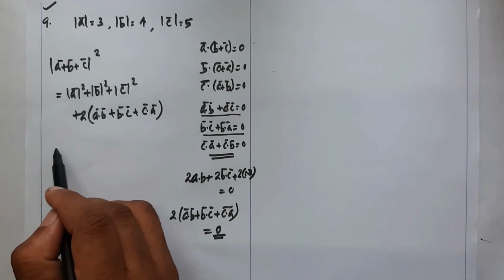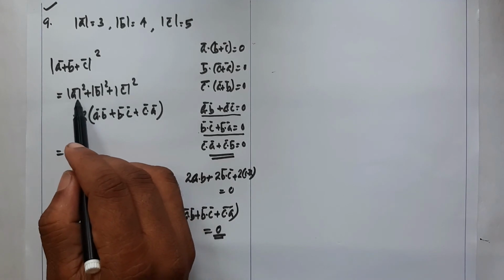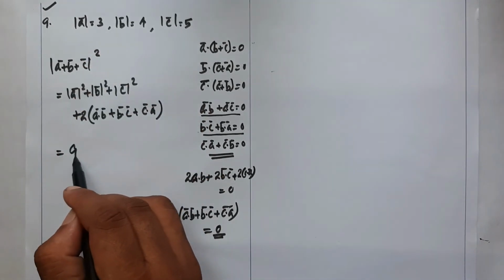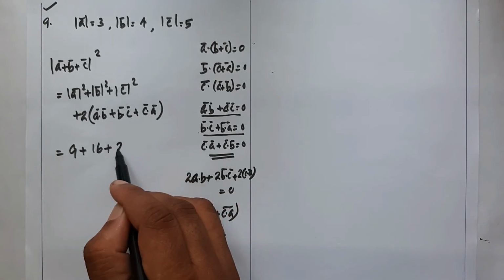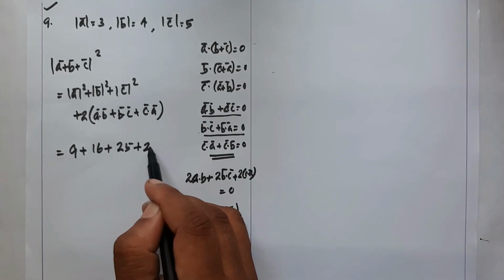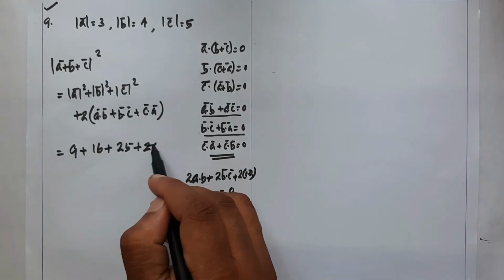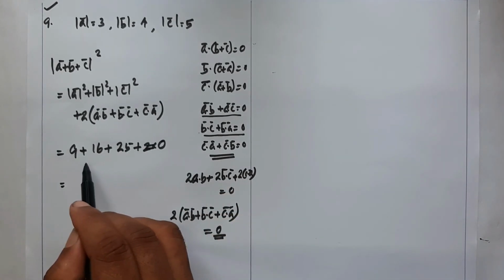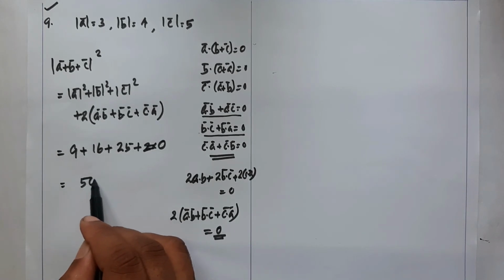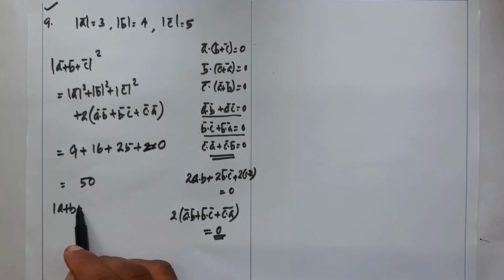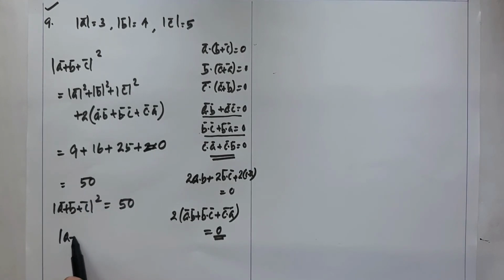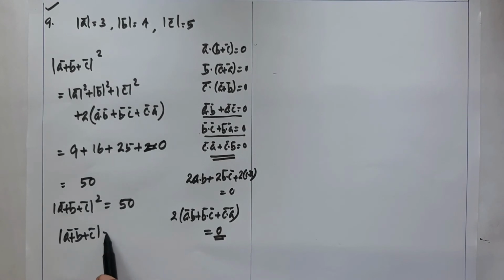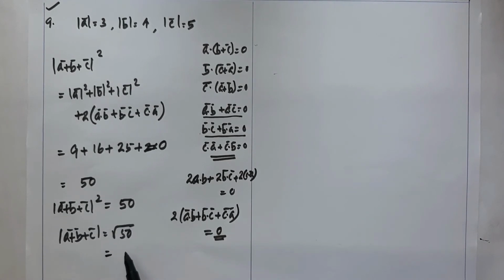Okay, you see here already mod A is 3 and its square value is 9, mod B is 4, square value is 16, and mod C is 5, square value is 25, plus 2 into (A dot B plus B dot C plus C dot A) equal to 0. So 9 plus 16 plus 25 is 50. That is modulus of (A plus B plus C) square is equal to 50, and therefore its root value, mod (A plus B plus C) is equal to root of 50, which is root of 25 into 2, that is 5 root 2.